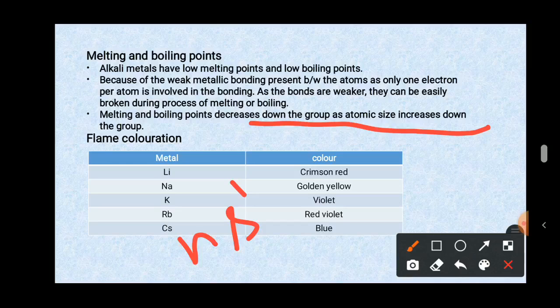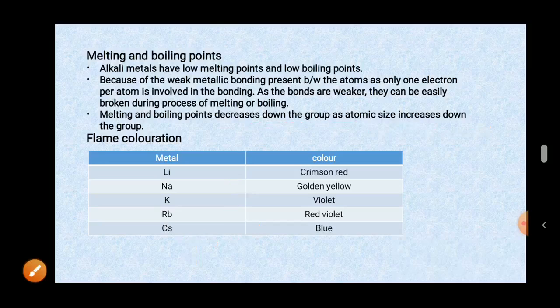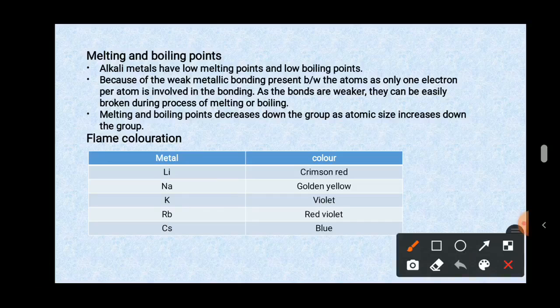So the next property is flame coloration. While heating the alkali metal, what happens? I already told you, since only one electron is present in the outermost shell, it will jump from one level to another level. In the higher level it is not stable, so it will come back. While coming back, it will emit radiation.